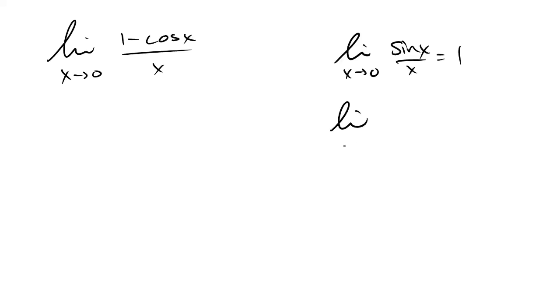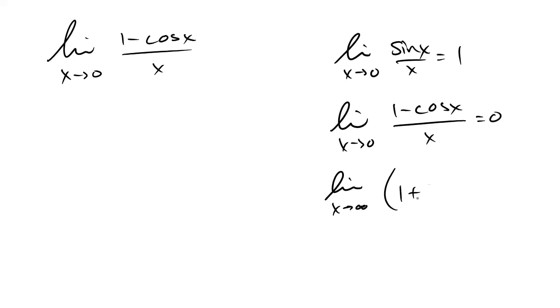You should also know the limit as x approaches 0 of 1 minus cosine of x over x. That should come out to be 0. And you should know that the limit as x approaches infinity of (1 plus 1 over x) to the x goes to e.